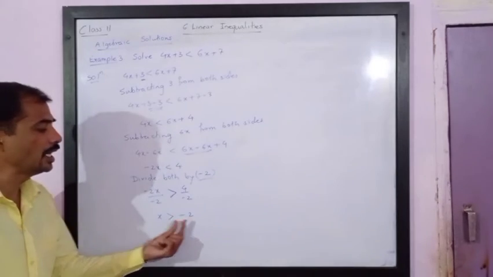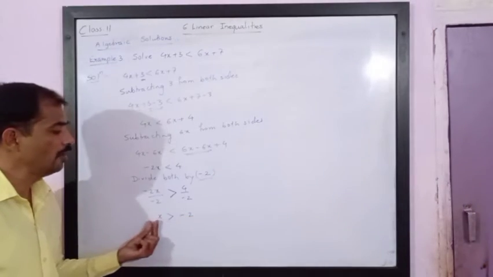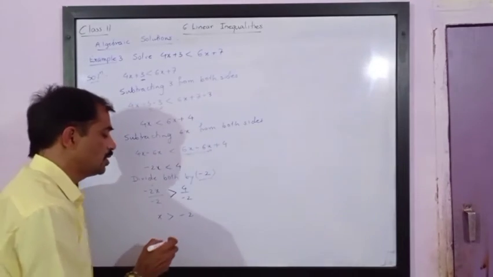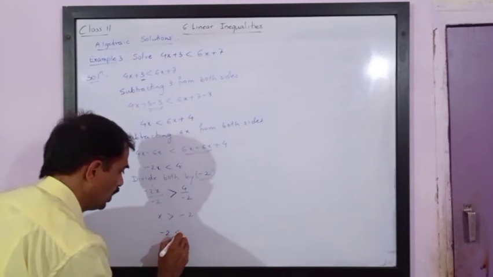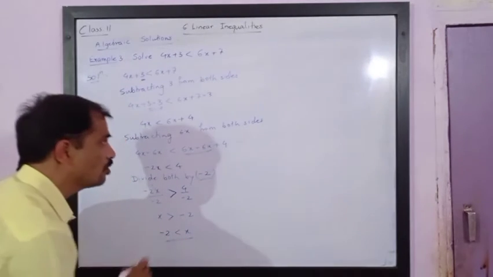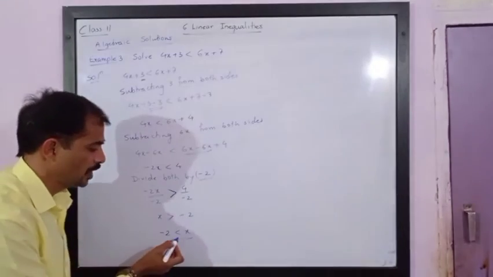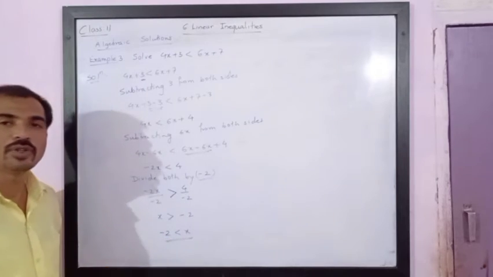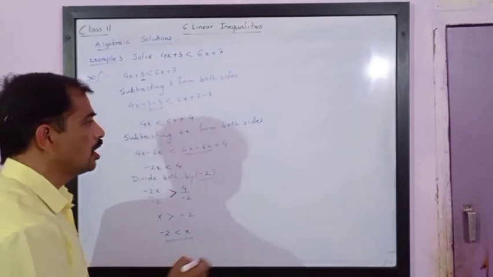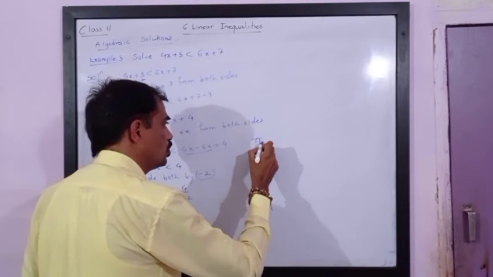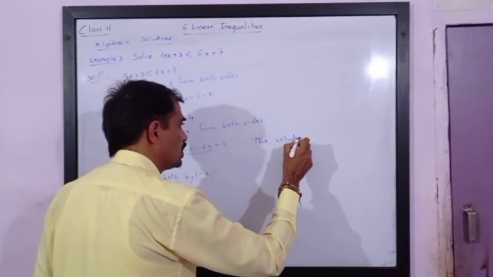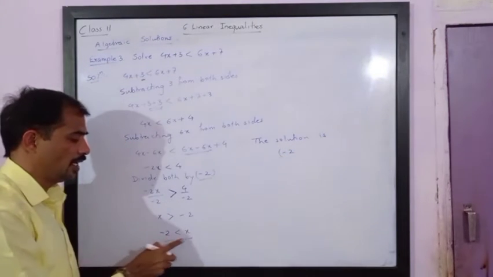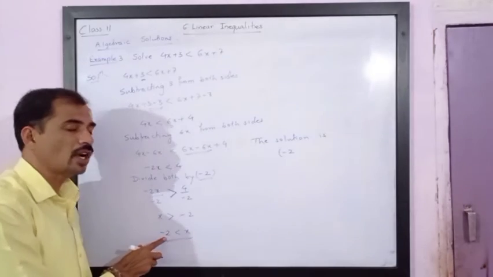X is greater than negative 2, and it has all the values of real numbers. So it means negative 2 is smaller than x. So x will have all the values. Please note, x is greater than negative 2 means x is not equal to negative 2. The solution set is, negative 2 not included. Please try to understand. X is greater than negative 2 means it is not equal to negative 2.